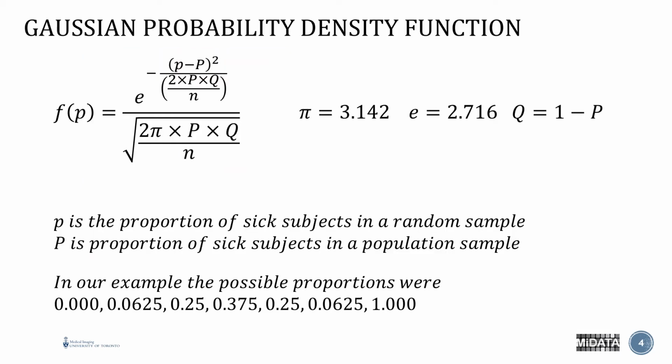Okay, math alert. Avert your eyes if you're math averse. No, I'm kidding. In this one, we're simply introducing you to the concept of the Gaussian probability density function. And we've used it. Essentially, it's the approximation of the binomial distribution using the normal curve.